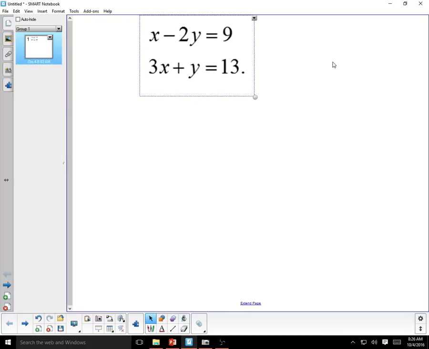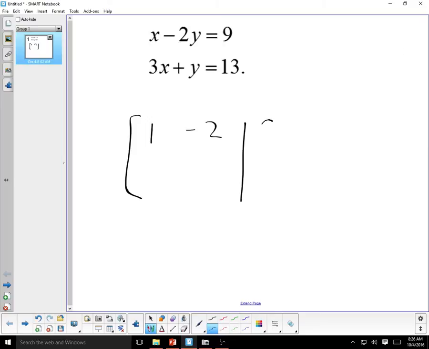For starters, we need to write the augmented matrix. So what's this matrix going to look like? Who wants to give me the elements going across? 1, -2, 9. Do you have to write it like that? No, you don't. But it's easier to see that that's where the answers are at. But you don't have to do that at all. 3, 1, and 13. Okay.